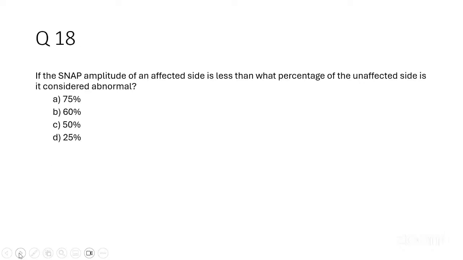Okay, if the snap amplitude... we'll see today's class. We'll read about the anomalies in the upper limbs, not only median to ulnar; the various varieties are there. There are three types of MG.